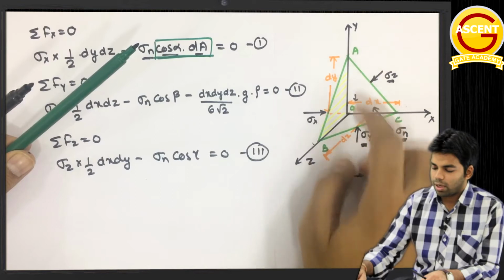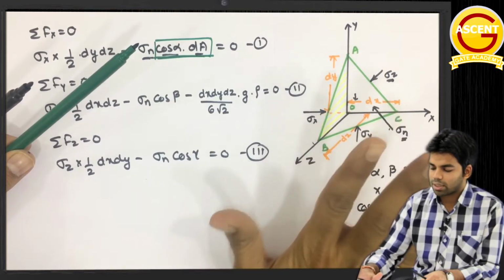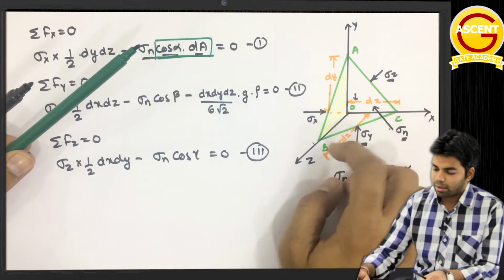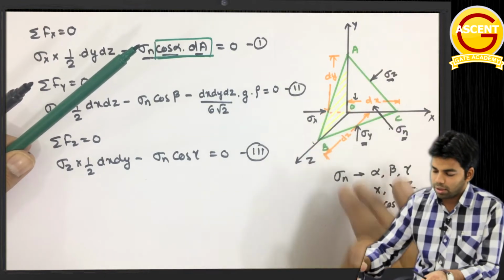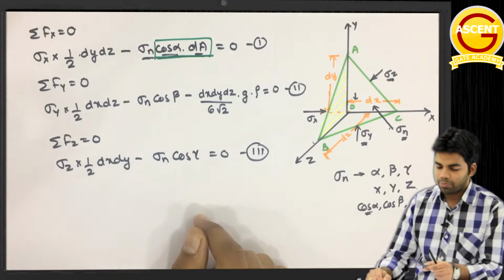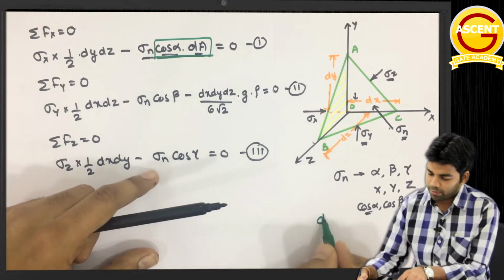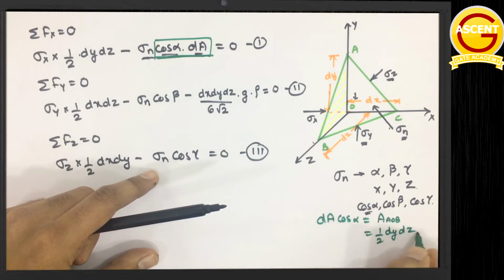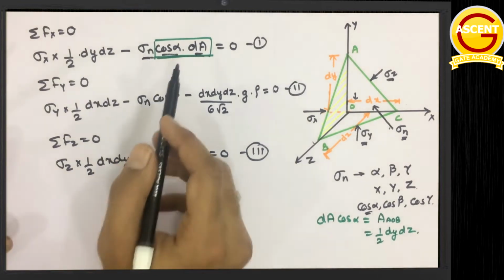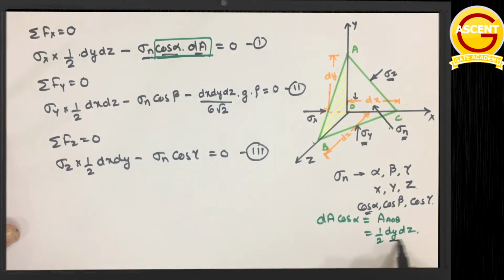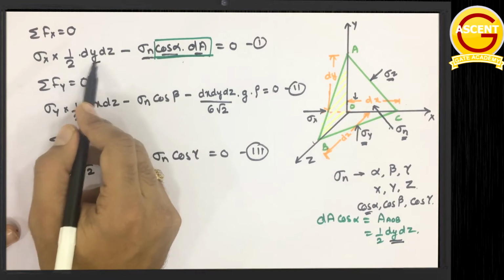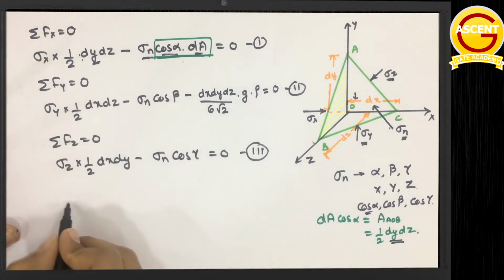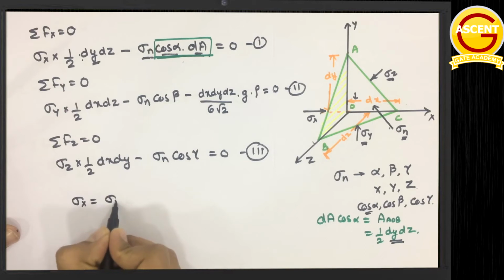So if I project this dA onto the YZ plane, I will get the same area as AOB. Getting this? This AOB is nothing but the projected area of ABC on YZ plane. Similarly, AOC is nothing but the projected area of ABC on XZ plane, and BOC is nothing but the projected area of ABC on the other plane. So dA cos alpha is nothing but the area of AOB, which is half into dy into dz. Getting this or not? So this equation can be written with dA cos alpha as half dy dz. This is half dy dz, this is also half dy dz. Half dy dz will get cancelled out, and we will get sigma x is equal to sigma n.